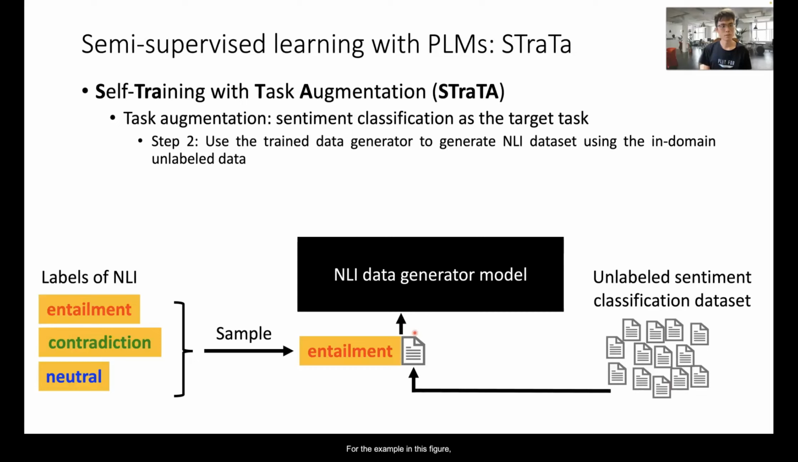For the example in this figure, we expect the generated hypothesis to entail the unlabeled movie review. After this step, we will have a synthetic NLI dataset, and the premises in this dataset are exactly the unlabeled data of our target task.